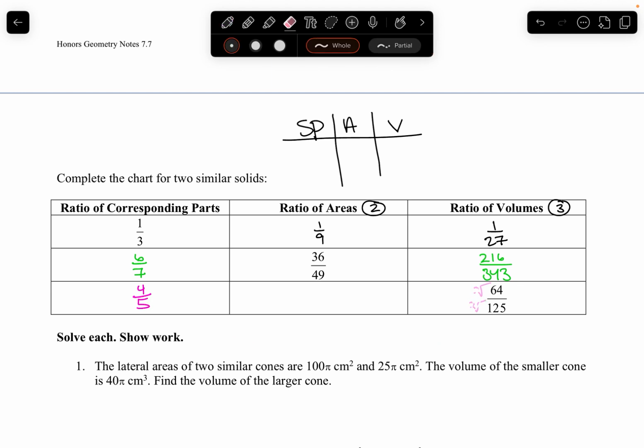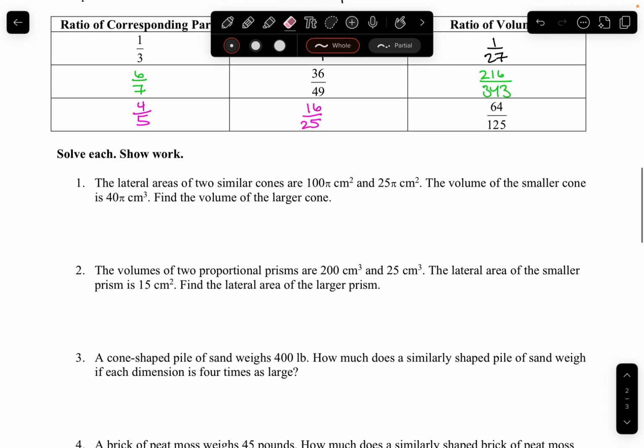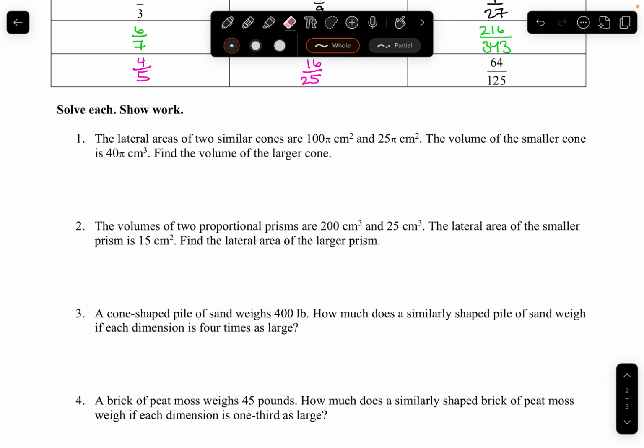And now that I know what the side length ratio is, or the corresponding parts ratio, I can square that to get my ratio of areas. Okay, so there we go. All right, so now we're just going to start trucking through this.